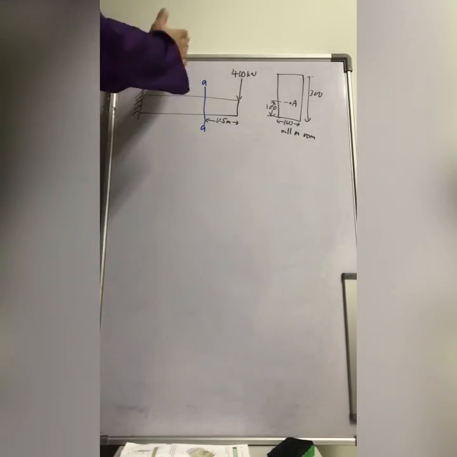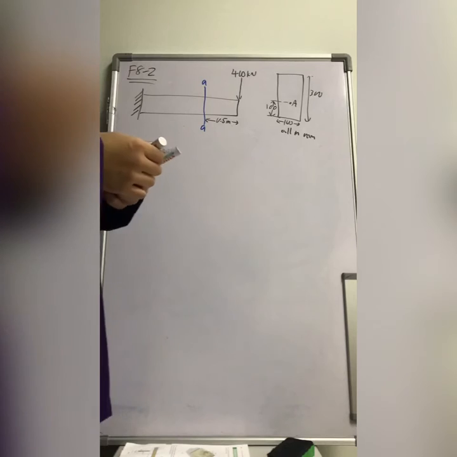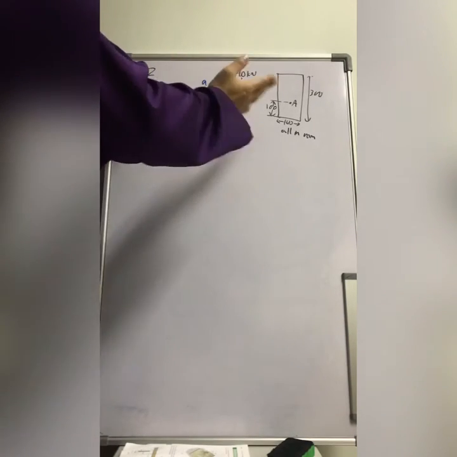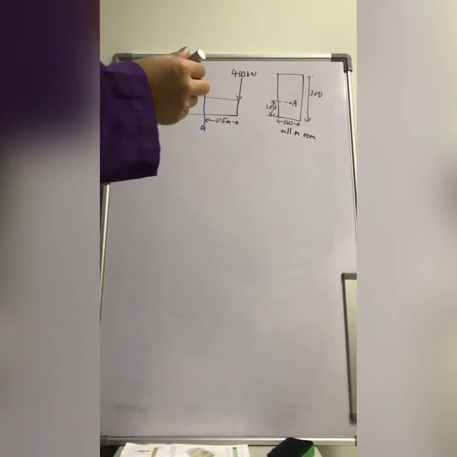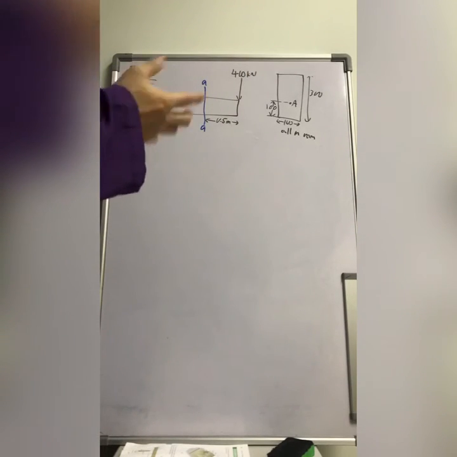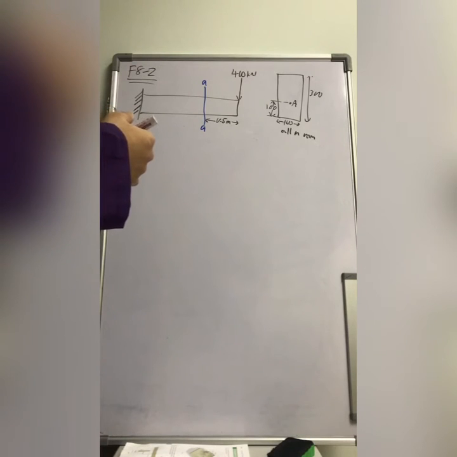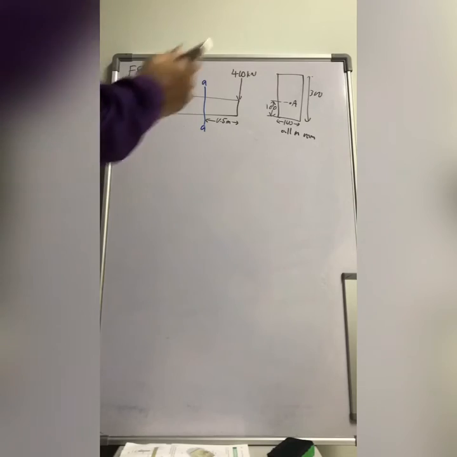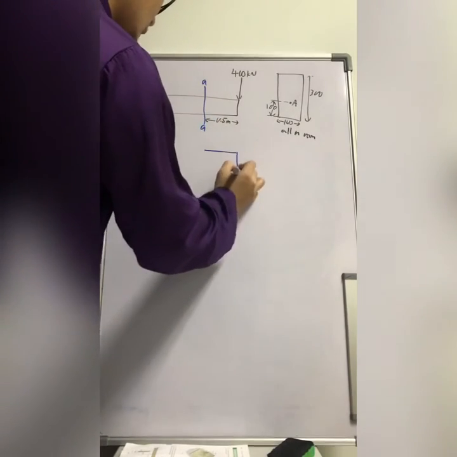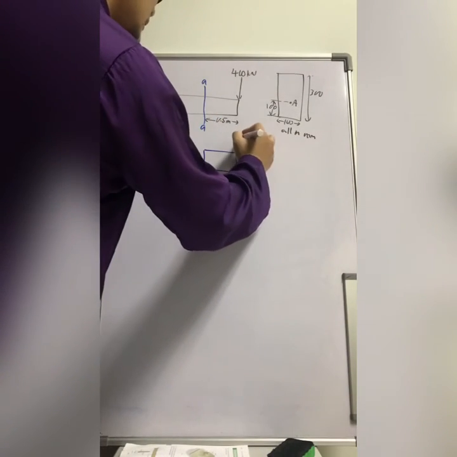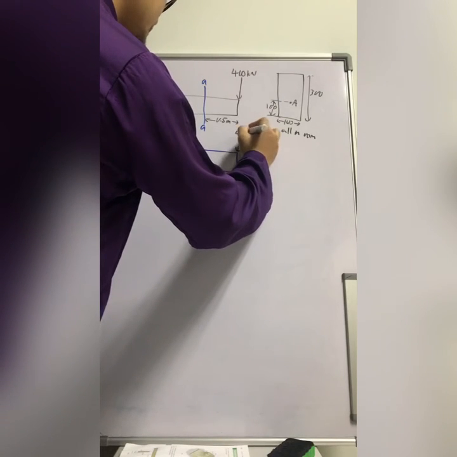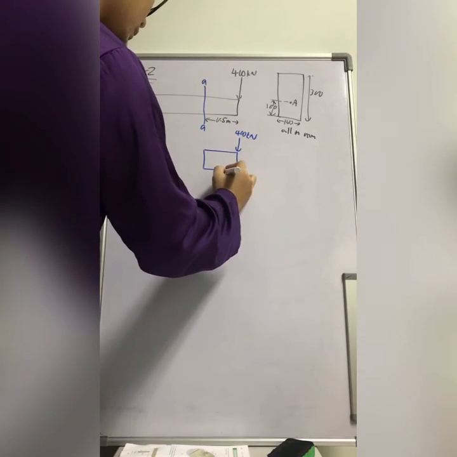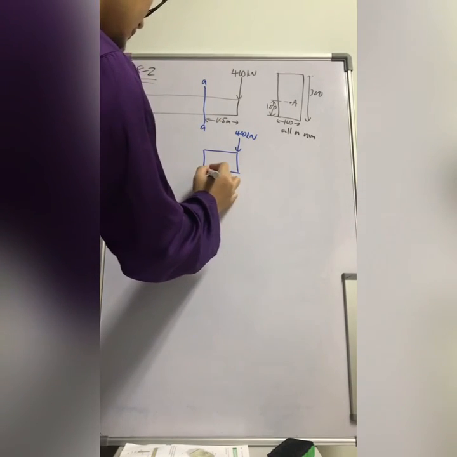First thing first, when you cut, you need to find the state of internal loadings. You cut, you take left or right, it doesn't matter, it's up to you, but probably the best way is to take the right hand side. So you cut, you take the right hand side. Here you have 400 kilonewton. This is section AA, and this is 0.5 meter distance.